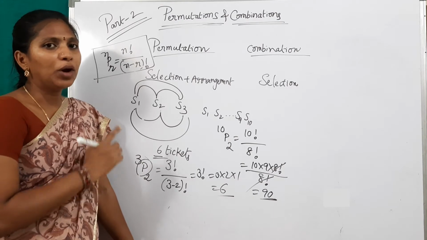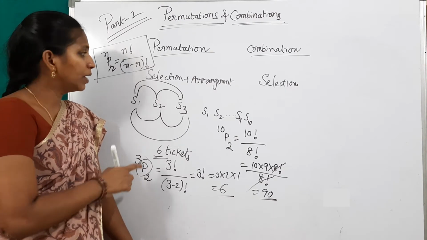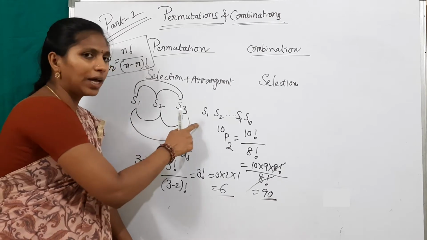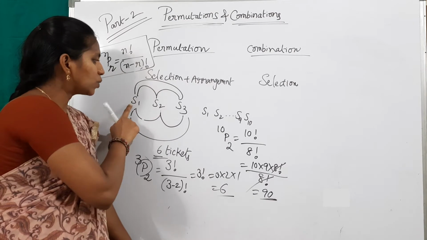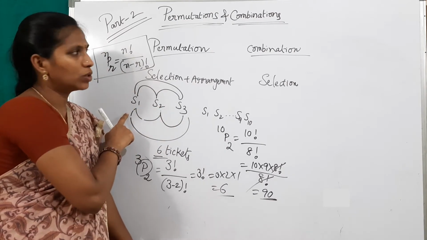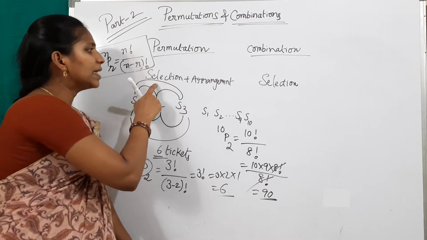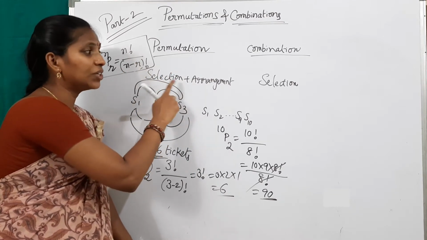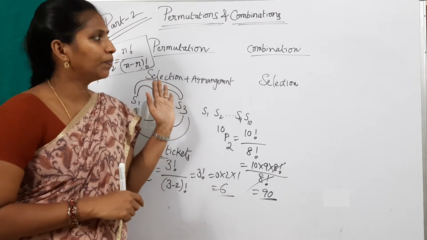One more important point in permutations is that order is very important. See here, this is a forward direction and this is a backward direction. Order is very important. S1 to S2 is different from S2 to S1. So in the permutation concept, order is important, and this is the arrangement concept, selection and arrangement. Mainly this is the arrangement concept.